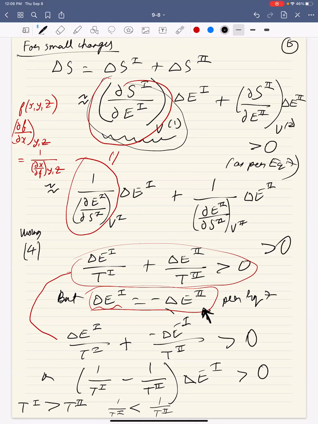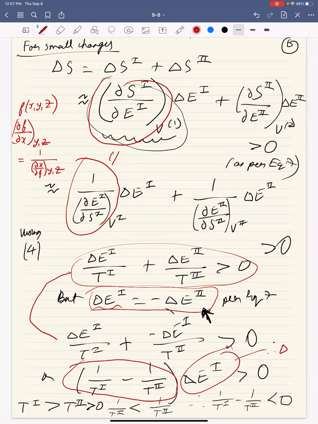If we didn't have the monotonicity, if we did not know that partial S by partial E is positive, then we would not be able to do this. So the only reason we can do this is because we know both of them are more than 0. That's the only reason. Otherwise, this wouldn't happen. Therefore, 1 by T1 minus 1 by T2 is negative. So if we just showed that this thing is negative, negative multiplied by something positive, what does that mean? Delta E1 is negative, right? Therefore, delta E1 is negative. Therefore, energy did go from left to right.